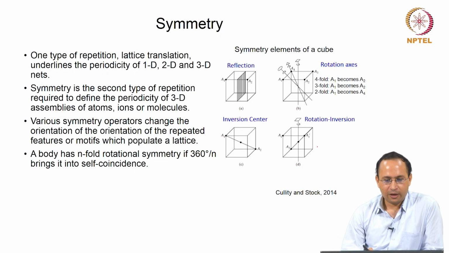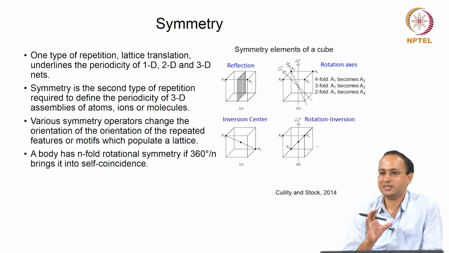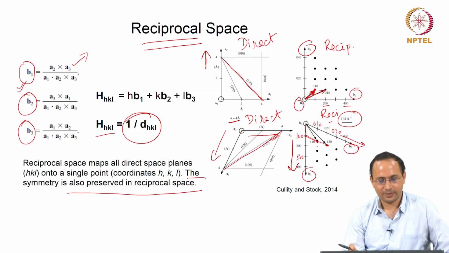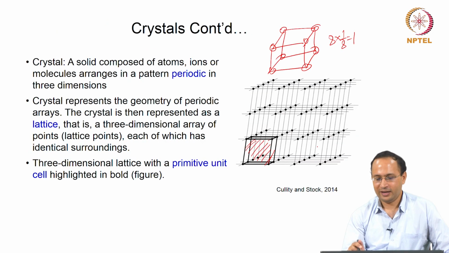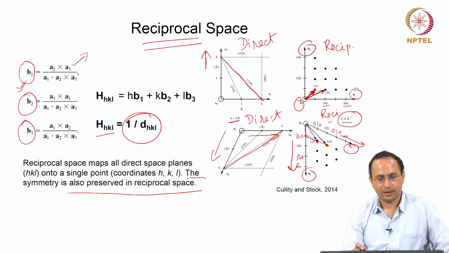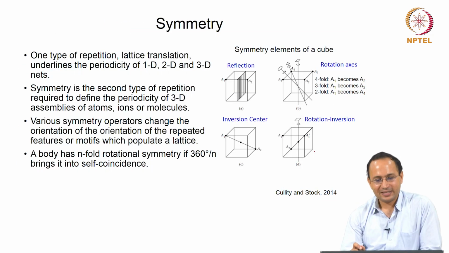Okay, now we will look into symmetry. So one of the repetitions, like we are talking about again crystals where you have a repetition, is lattice translation, you simply translate the lattice. What we saw here, you translate this lattice in this direction, that gives you periodicity. So one type of repetition is lattice translation.